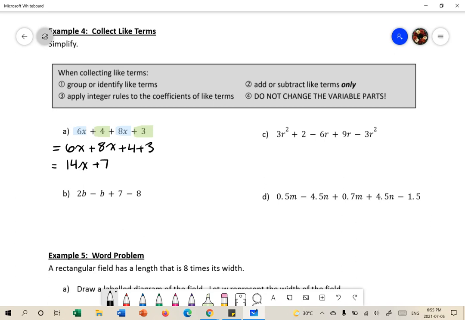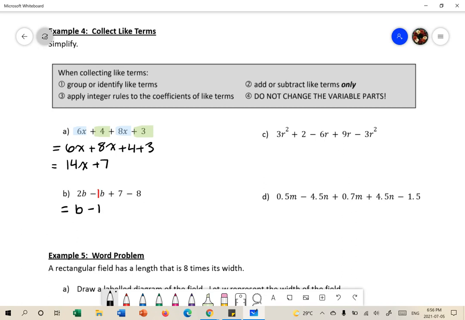In B, my like terms are already collected. They're already written beside each other. So all I have to do is just simplify. And remember that this is subtract 1b. Okay, there's an invisible 1 in front of it. So 2 subtract 1 is 1b. And I'm just going to write b and not 1b because I understand that b has that invisible 1 in front of it. So I don't need to write it. And then 7 subtract 8 is negative 1.